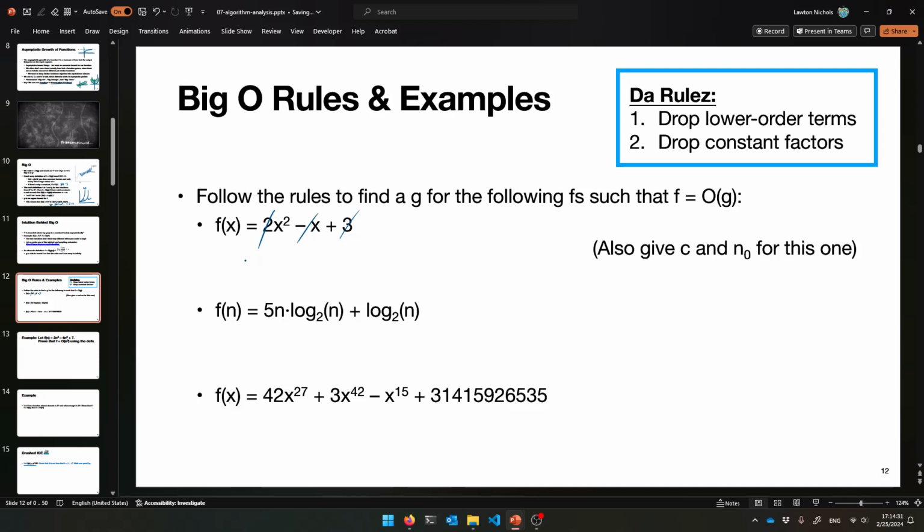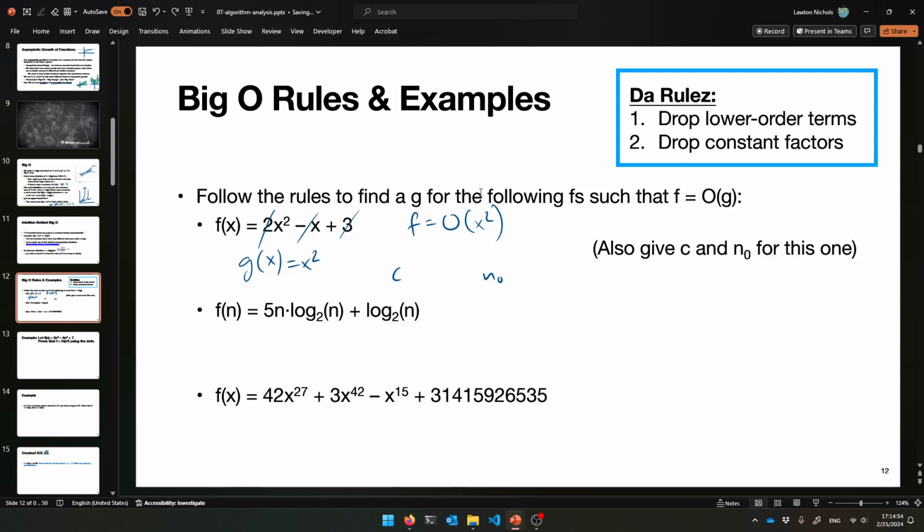And so that means f of x is big O of g, where g is x squared. You see that? That's your function. So we know now that f is big O of x squared because of these rules that we just applied. And let's prove it to ourselves why these rules work. Let's find our c. Let's find our n naught that make this work.